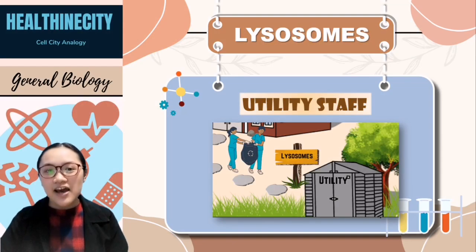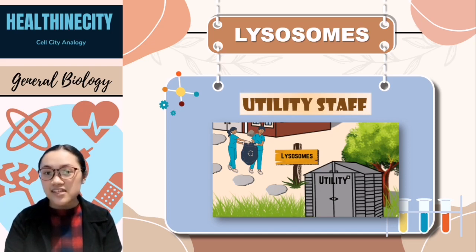The utility staffs are like lysosomes. Lysosomes help to keep the cells clean. It is responsible for intracellular digestion and breaking down and recycling cell waste. So just like the utility staffs maintain the cleanliness of the HEALTHINECITY by removing all the waste and garbage in the city.